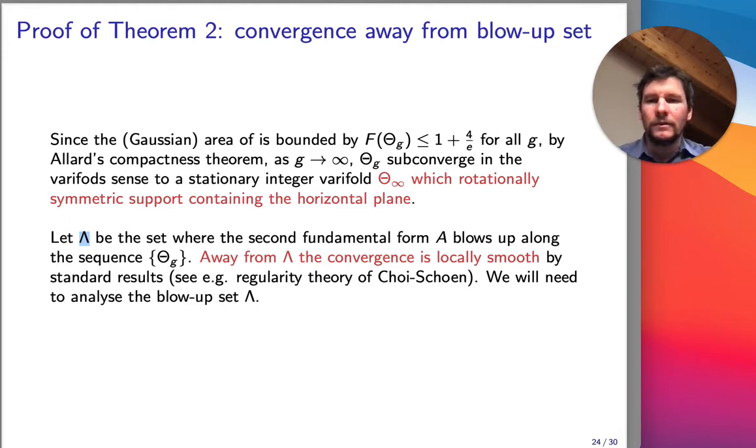But let's not go too much into details. When you have bounded second fundamental form, then that easily gives you smooth convergence. So this is the set where second fundamental form is not bounded, and therefore the convergence is bad. Okay? And as I said already, away from this gamma, the convergence is locally smooth. And we will now need to analyze this set gamma where the convergence is bad.